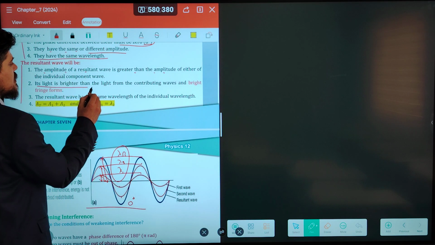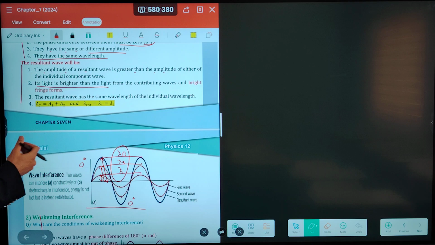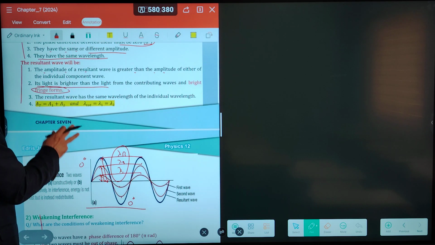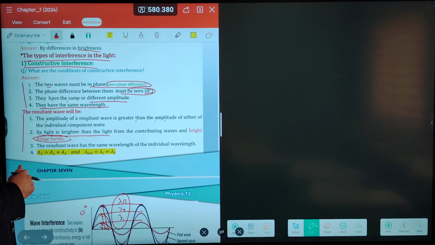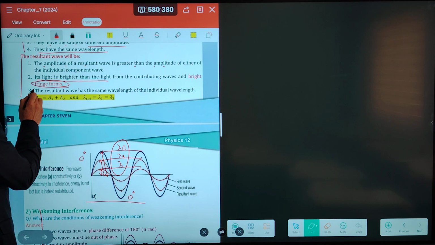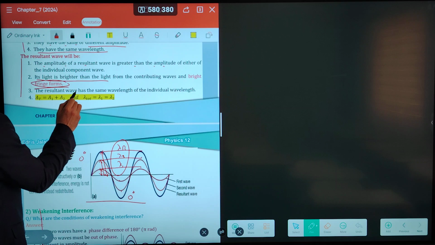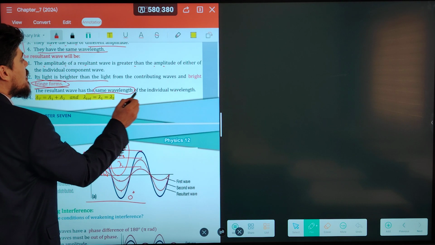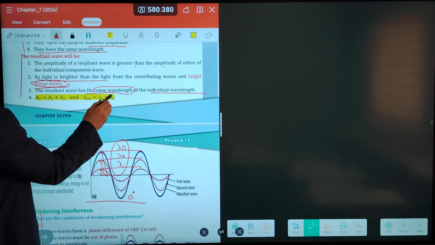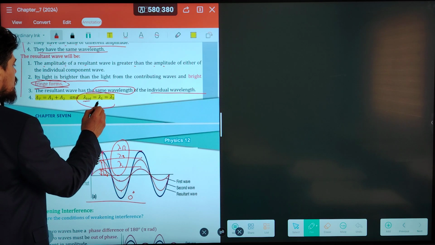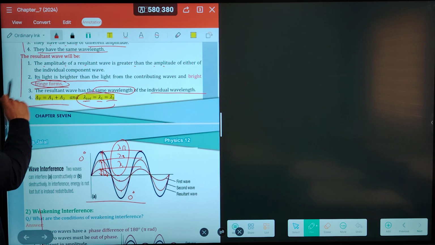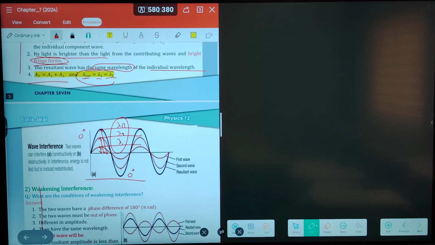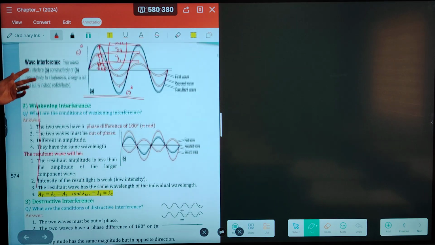The light is brighter than the light from the contributing waves, and the bright fringes form. The bright fringe forms in constructive interference. Which type of fringe is produced in constructive interference? The bright fringe. The resultant wave has the same wavelength as the individual wavelength. Lambda resultant is equal to lambda 1 equal to lambda 2. But for A, you have to add up the individual components.